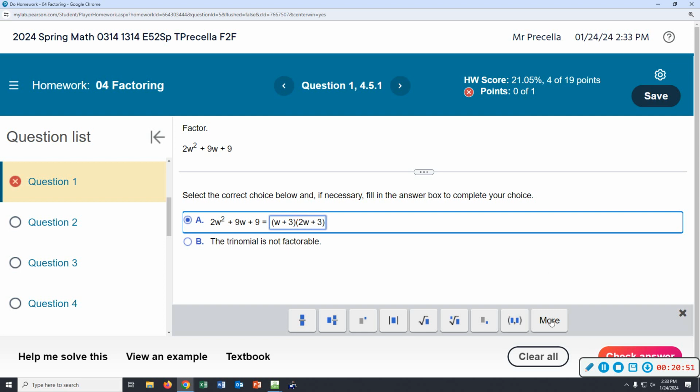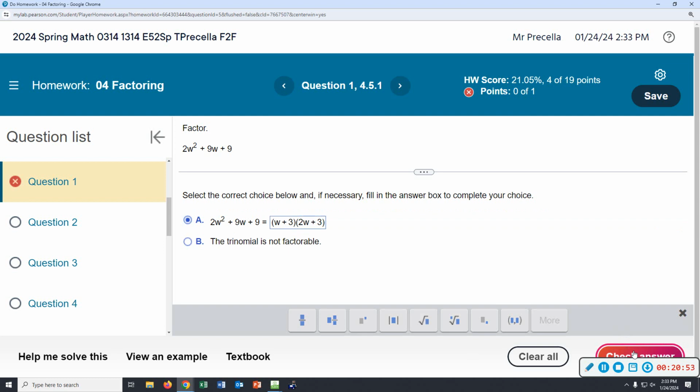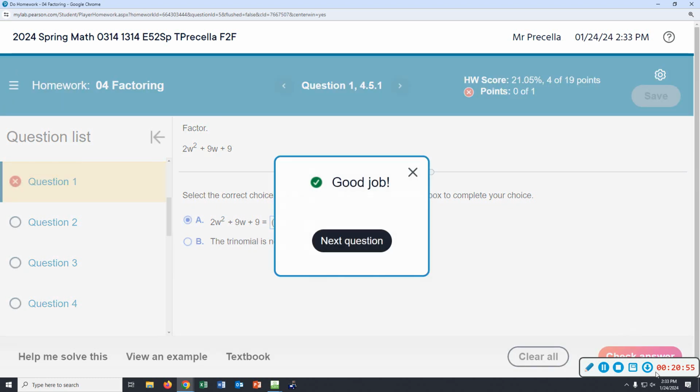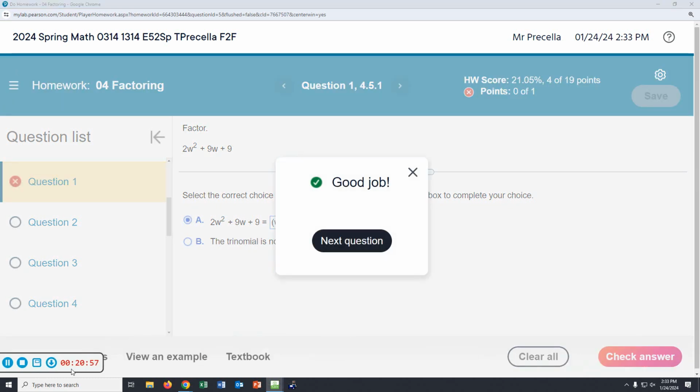There. Notice how he's not hitting the space key. Don't hit space keys. Don't use capital letters. There's never a time with Pearson MyLab that you should be using capital letters or hitting spaces.